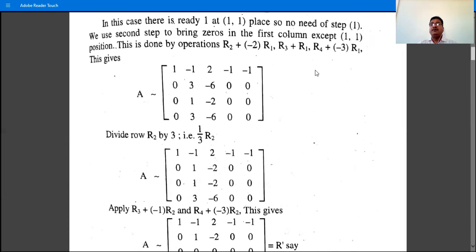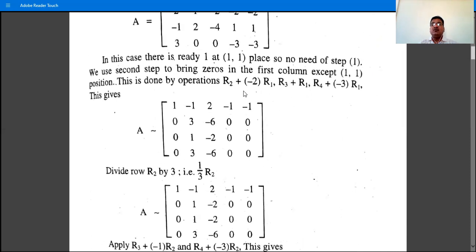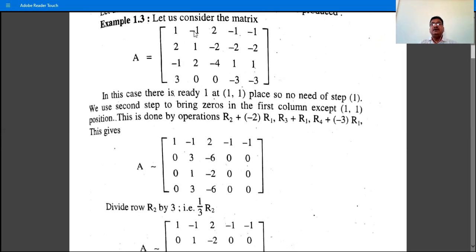So use these three operations. After these three operations, there is no change in the first row. First row as it is. The change is in the second row. So multiply the first row by -2.